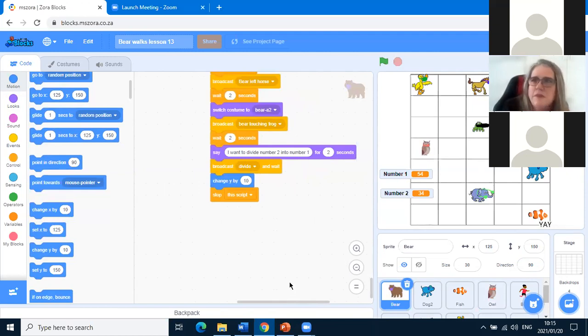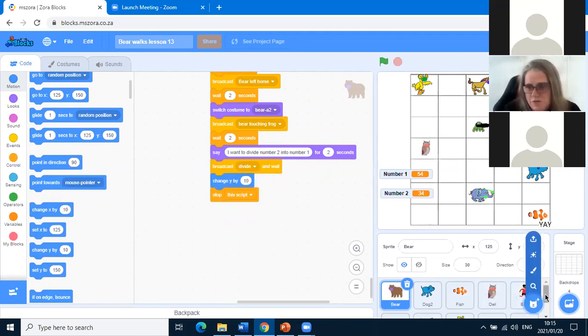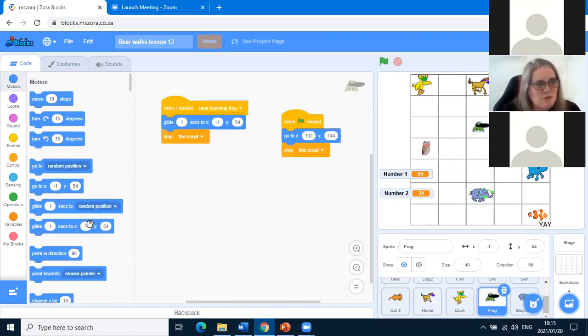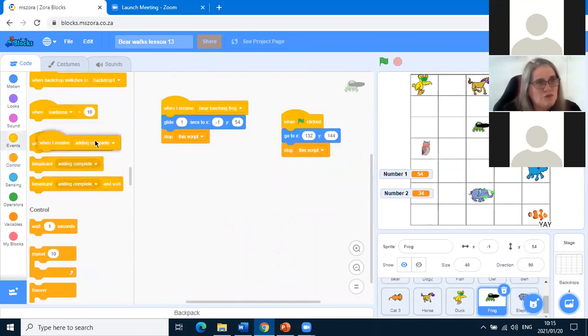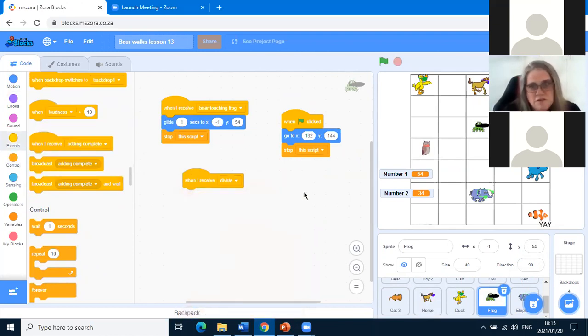Let's go to where Bear is broadcasting that he wants Frog to divide two numbers. So, right, let's go and do that. Broadcasting divide, we go to Frog. Frog's going to receive that broadcast, so we have to have a when I receive for Frog. We're going to go to this control here, when I receive divide. Frog is going to do divide. I clicked on Frog and made sure Frog is over there. I have my when I receive divide.